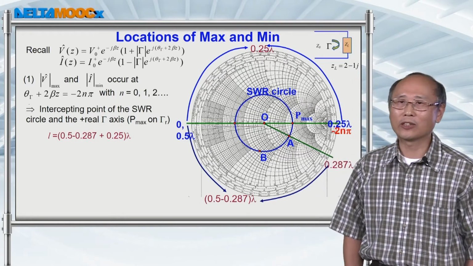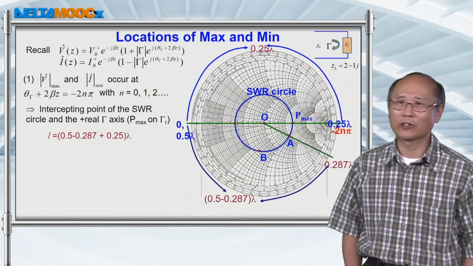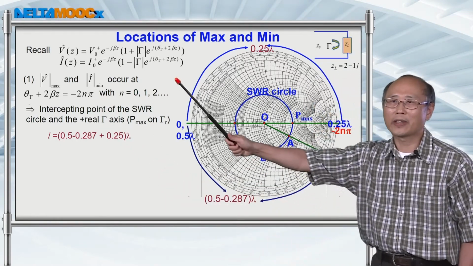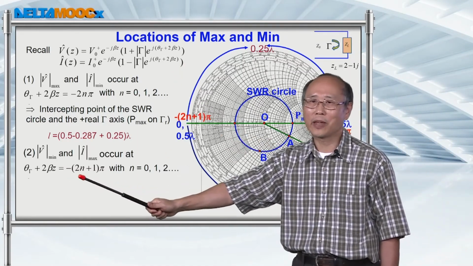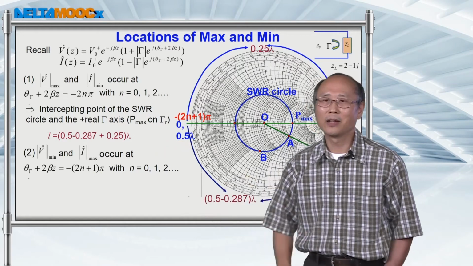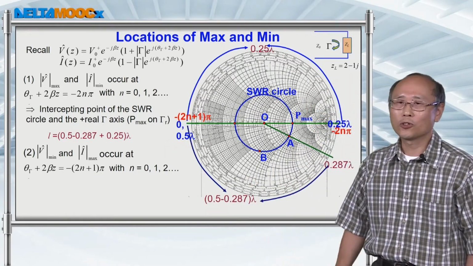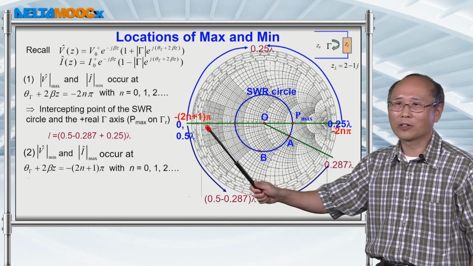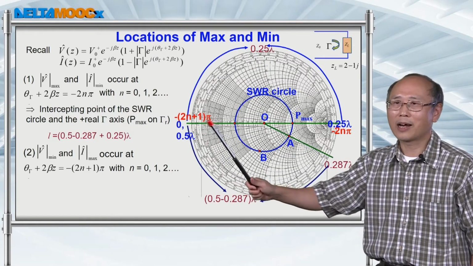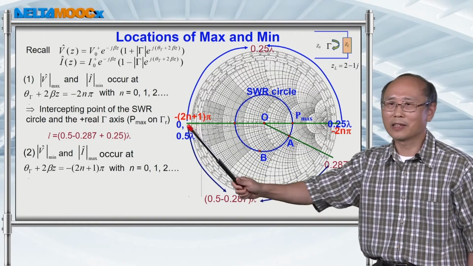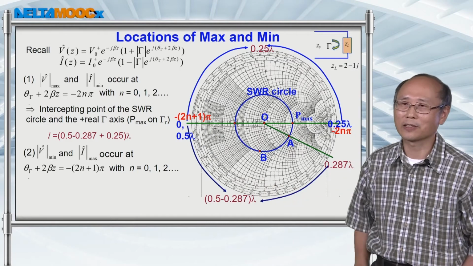And if you are interested in knowing the maximum current location and minimum voltage location, then the requirement on this phase angle is changed to minus (2n+1)π, which is the odd multiple of π. So the phase angle corresponding to odd multiples of π is this line here. This is the negative portion of the real axis.